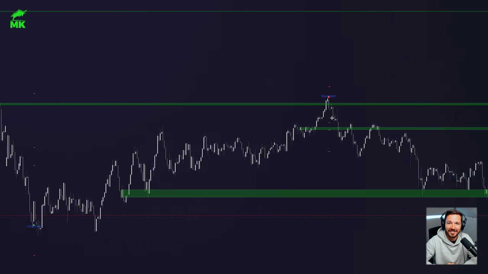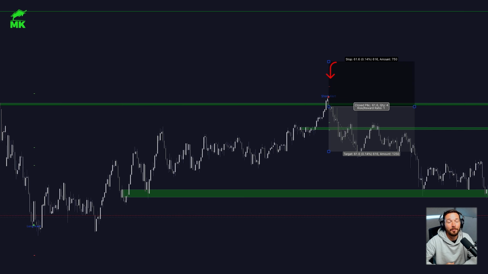The market reacts exactly at that level. In fact, right here, the MK Elite indicator even gave us a short entry alert. From that reaction, price moved all the way down toward the lower zone.